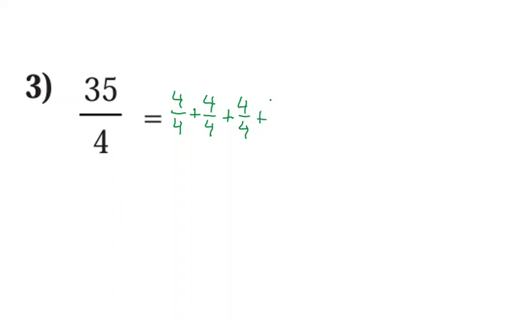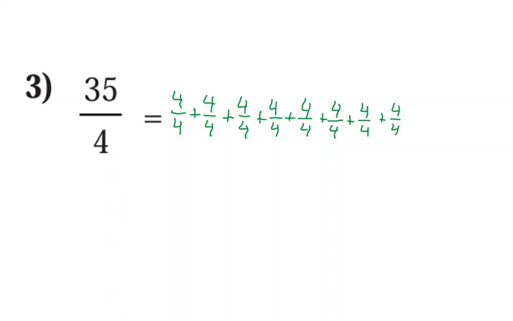If I do it again, I'm going to have 16 fourths. If I do it again, 20 fourths. Again, 24 fourths. Again, 28 fourths. Again, 32 fourths.